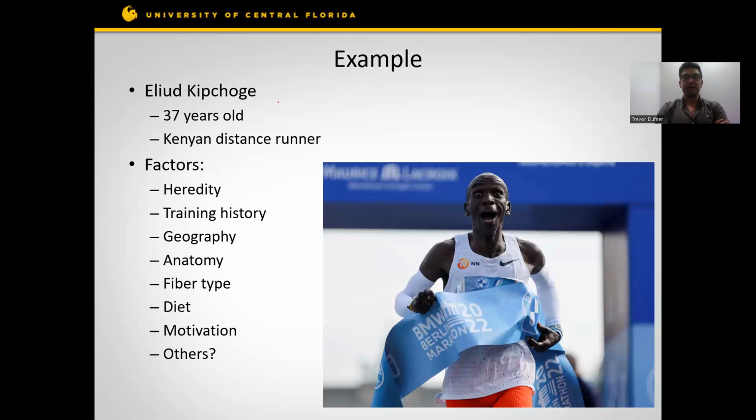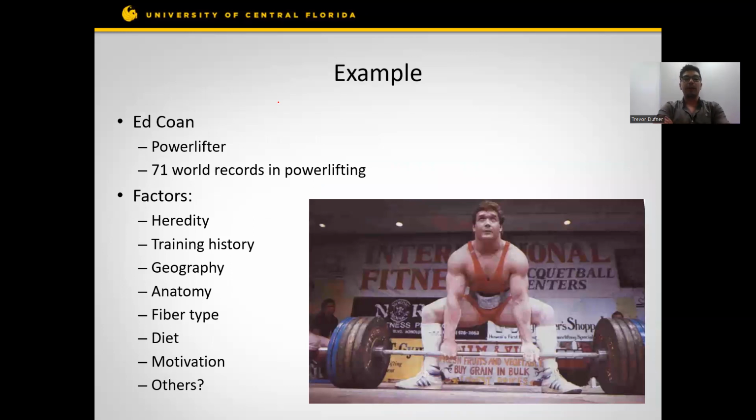And you look at diet, motivation, a bunch of different things that we know affect your ability to exercise. Or Ed Coan, a powerlifter with 71 world records in powerlifting. Again, for him, he probably has a higher distribution of type 2 muscle fibers. His heredity probably allows him to ingest, digest, and process more protein, allowing his muscles to grow.